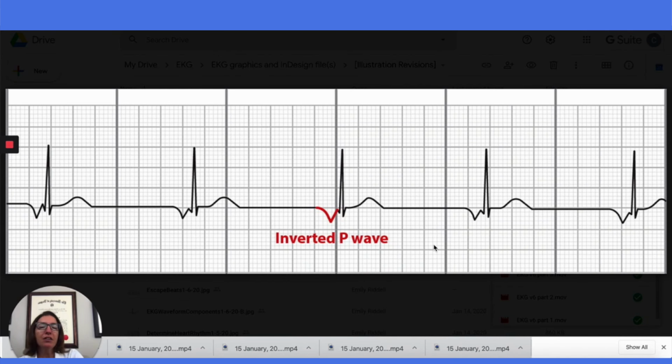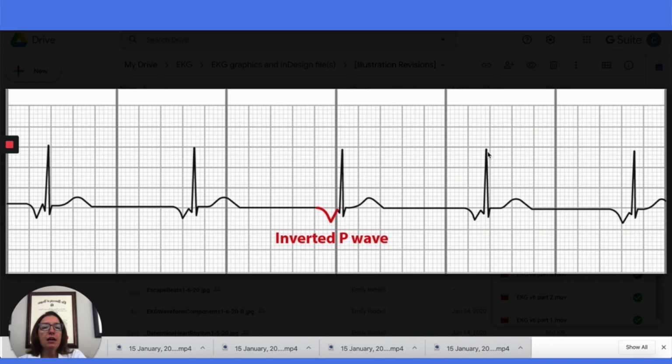Okay, here we are looking at a junctional rhythm. If we first assess the regularity of this strip, we will see that it's actually very regular. We have equal distance between our R waves. Our P waves are messed up. You can see they're inverted as opposed to upright and smooth. However, we have an equal distance between those P waves. So both the ventricular and atrial heart rhythms are regular.